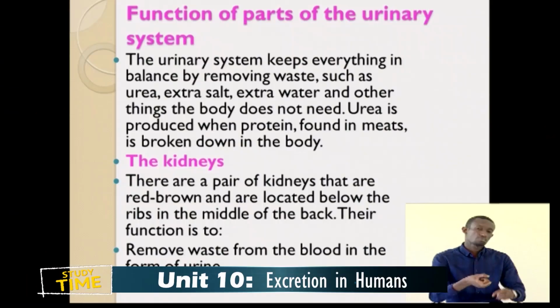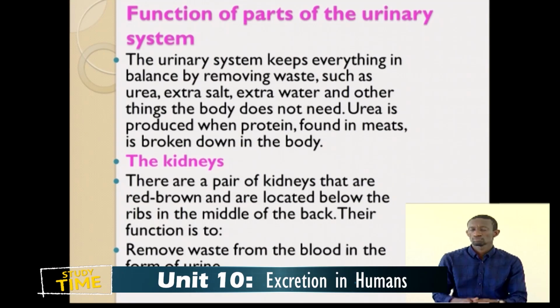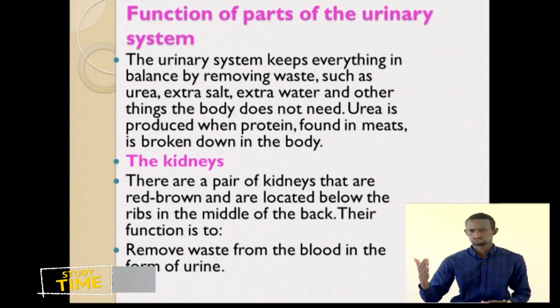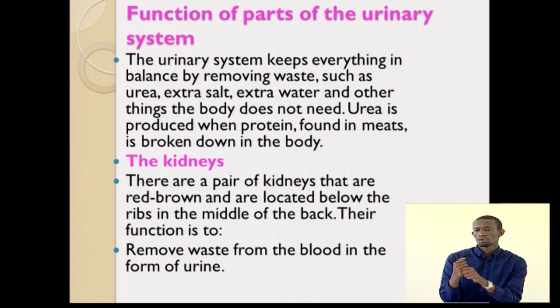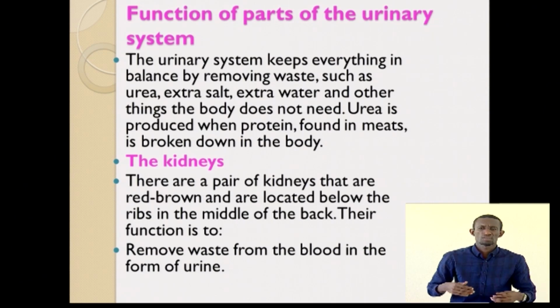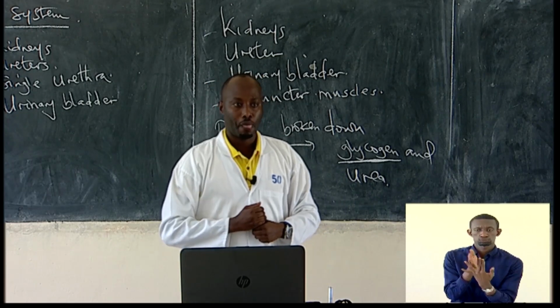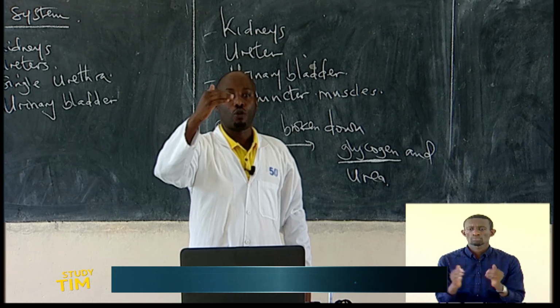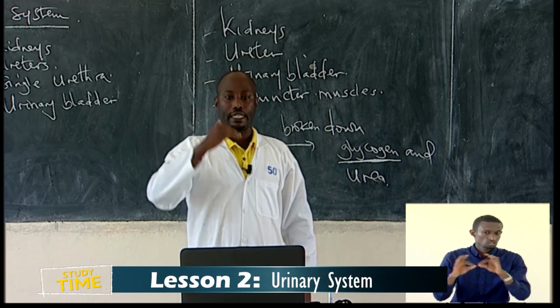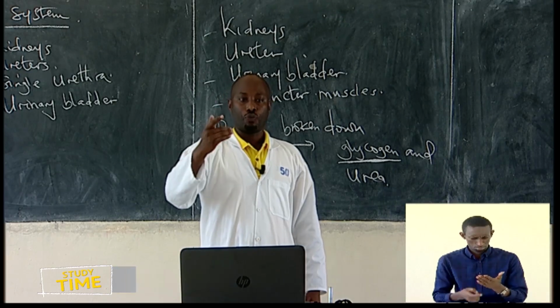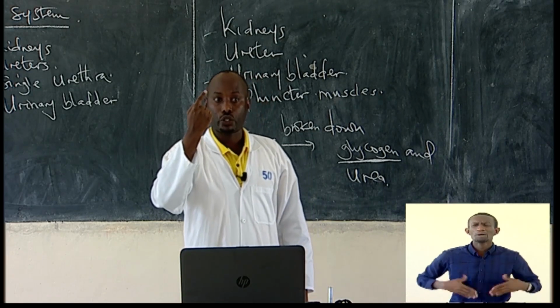So I said the kidneys, they are two in a pair. They are red-brown and located below the ribs at the middle of the back. Kidneys are normally located at the middle of the back, and they have the following functions. Students, I want to give you a small time to think about what the functions of the kidneys are. What does the kidney do? I mentioned one of the functions of the kidney.